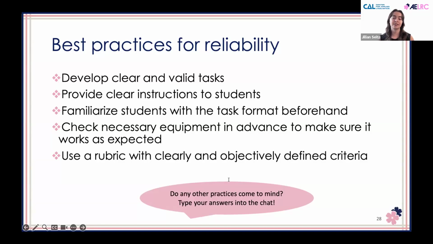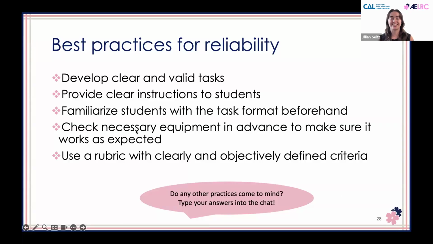Another important consideration to have is if you're using any sort of technology, you really want to be sure that the equipment you plan to use actually works. This usually involves checking the equipment multiple times during the week leading up to a test, and also on the day that you are delivering the test. Finally, when it comes to evaluating the results of a test or performance assessment, using a strong rubric with clearly and objectively defined criteria will make the results much more reliable.